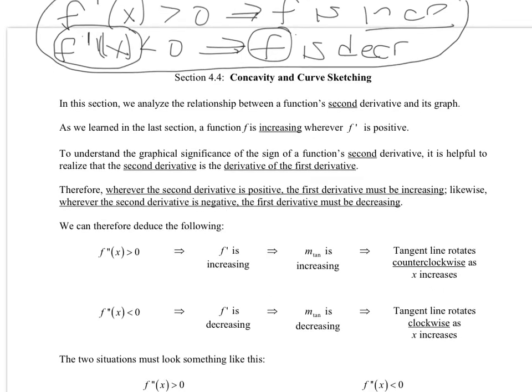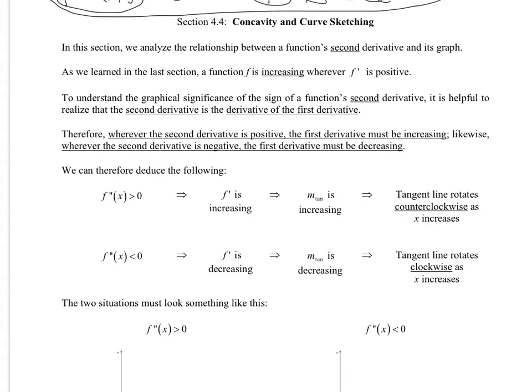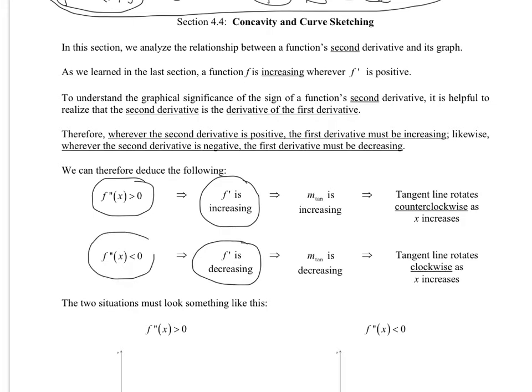Therefore, if a function is increasing wherever its derivative is positive and decreasing wherever its derivative is negative, then it has to be the case that f prime is increasing wherever its derivative, f double prime, is positive. And likewise, f prime must be decreasing wherever its derivative, f double prime, is negative.